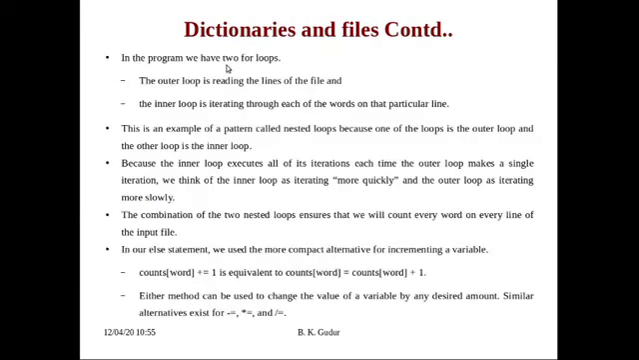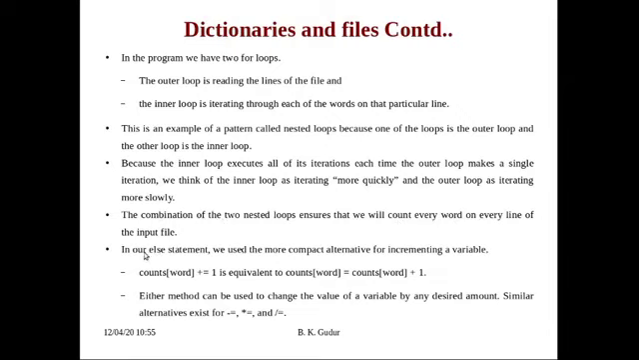What we have done in the program, we have 2 loops. The outer loop is going to read all the lines in a file, whereas the inner loop is going to iterate through each word of that particular line. This is an example of a pattern called nested loops. A nested loop is one where one loop will be there inside another. Because the inner loop executes all of its iterations each time the outer loop makes a single iteration. If the outer loop executes once, let us consider inside a line there are 10 words, the inner loop executes 10 times. We think of the inner loop as iterating more quickly and the outer loop as iterating more slowly. The combination of 2 nested loops ensures that we will count every word on every line of an input file.